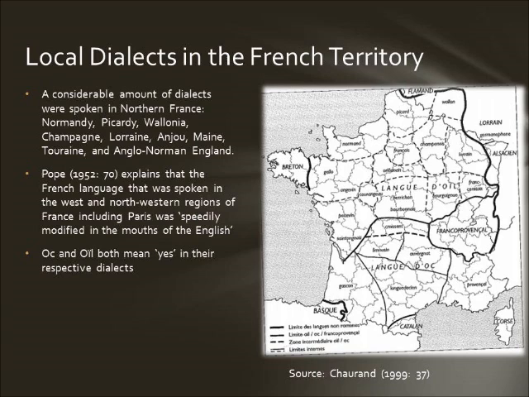So a considerable amount of dialects were spoken in northern France, and some of the dialects include Normandy, Picardy, Wallonia, Champagne, Lorraine, Anjou, Maine, as well as Touraine, and also Anglo-Norman in England. And then Pope 1952 on page 70 explains that the French language that was spoken in the west and northwestern regions of France, including Paris, was speedily modified in the mouths of the English. And then the two main dialects, oc and oïl, both mean yes in their respective dialects.